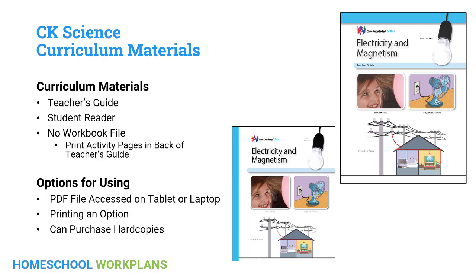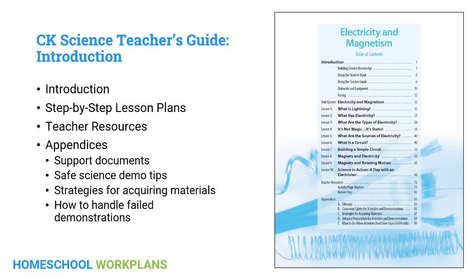Now, as I mentioned earlier, all the science curriculum for Core Knowledge is laid out in the same way. So information in this tour of the teacher's guide is going to be useful even if you're using another grade level of the program. Each teacher's guide for science consists of 3 main sections: an introduction, the step-by-step lesson plans, and a set of teachers' resources in the back of the guide. That includes some appendices as well, which often include things like a glossary and support documents, as well as tips for getting set up to do safe science demonstrations, strategies for acquiring materials, things like that.